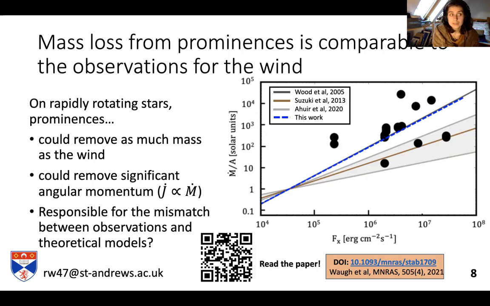And the take-home message really is that the prominences for these young and low mass stars could remove significant amounts of mass and angular momentum. So they could be influencing the evolution of these stars. But currently prominences aren't included in stellar evolution models. So perhaps they could be the missing factor from these models that could help to remove the extra angular momentum, that scaling factor that I talked about.